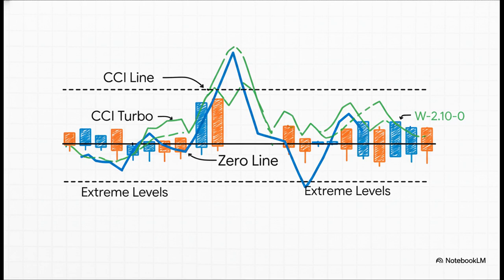Now, the most important part of this whole thing is that zero line right down the middle. Think of it as the 50-yard line in a football game. It separates the Bulls from the Bears. Those colored bars, that's your histogram, showing you the force behind the current move. And finally, you've got those extreme levels at the top and bottom, which are basically warnings that a move might be running out of steam.